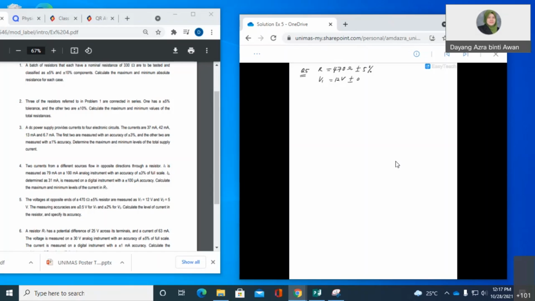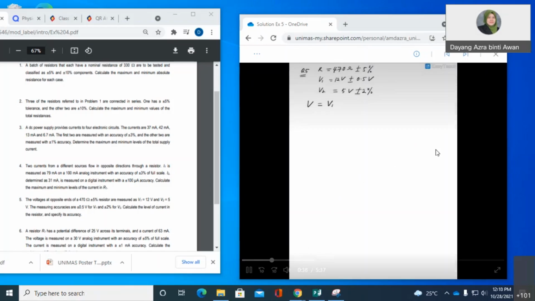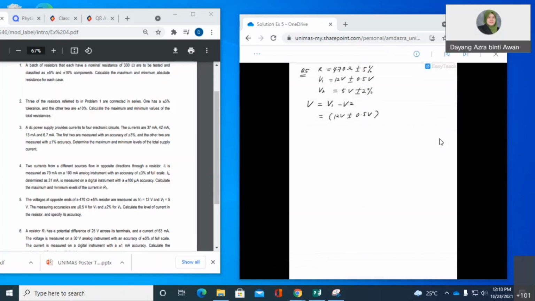Okay, so we have two voltages from opposite directions, V1 is 2 volt and V2 is 5 volt, and then we need to find the level of current in the resistor. As you can see, V1 minus V2. It is just minus since that one is in the opposite direction. So one is positive, the other one is negative.